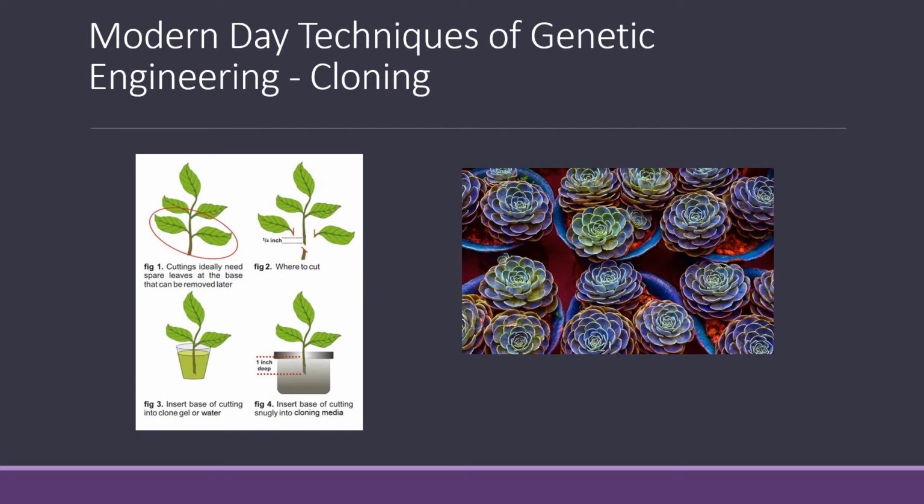Another example of modern genetic engineering is the cloning of plants and animals. In plants, cloning is normally carried out through some form of tissue culture. This is when scientists cut off a small piece of an existing plant and place it into a cloning media that allows the plant to grow independently from the original plant. This creates a genetically identical daughter plant that is similar in every aspect of the plant that they started with.